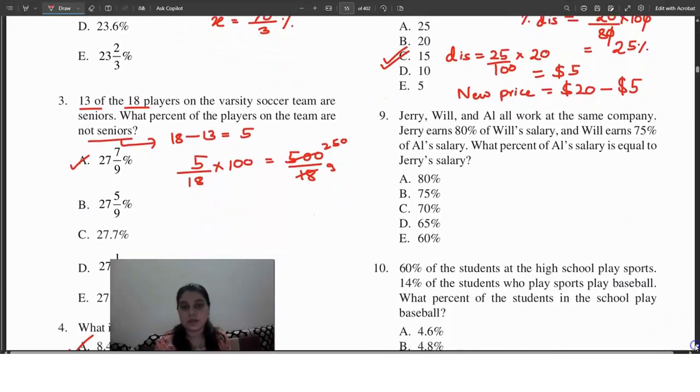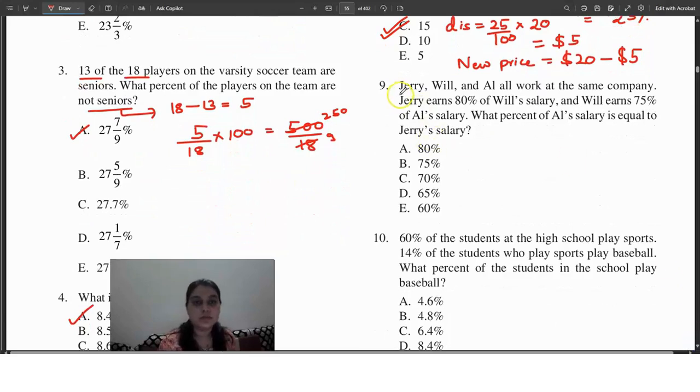Now, 9th question. J, W and A work in the same company. J earns 80% of W's salary and W earns 75% of A's salary. What percent of A's salary is equal to J's salary? So, let A's salary be X. A's salary is X.